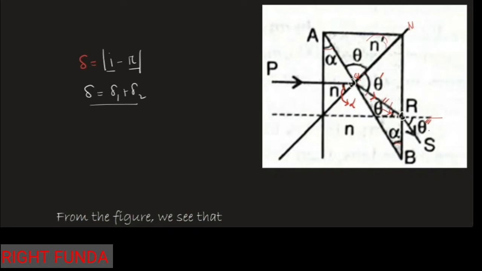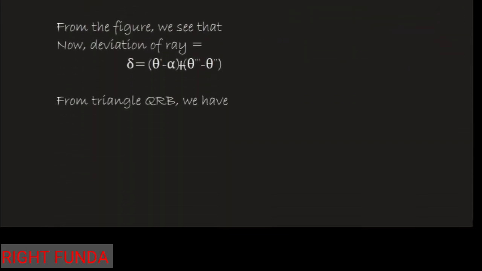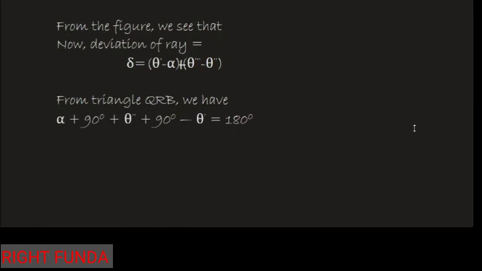This is a 90 degree angle. So this angle is equal to 90 minus theta dash. This is equal to theta double dash, this is 90, and this is equal to alpha. So alpha plus 90 plus theta double dash plus 90 minus theta dash will be equal to 180 degrees. That we can write. So we got one relation between theta double dash and theta dash. From this we got the relation theta double dash is equal to theta dash minus alpha. This is one equation we got.